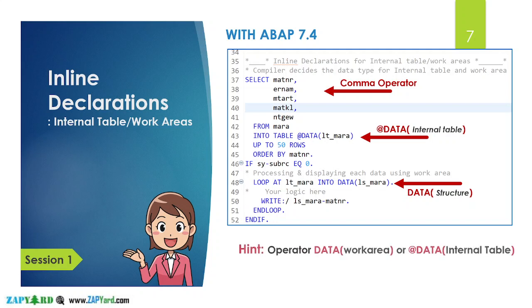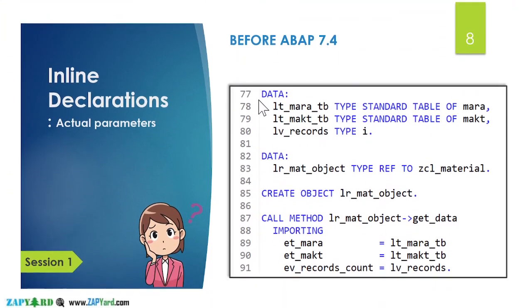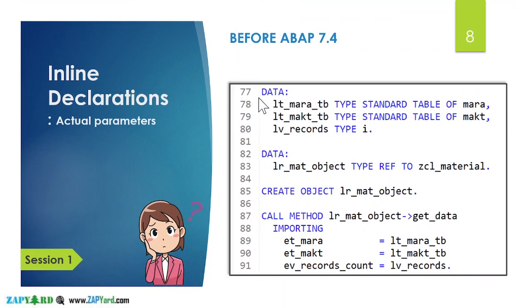Things to note here is that we use the declaration operator DATA along with the escape character to define internal tables or structures, and we use the @ operator, which is called the escape character, to identify the host variables of the ABAP program. Simple? Let's move on. Now, let's learn how to declare actual parameters.